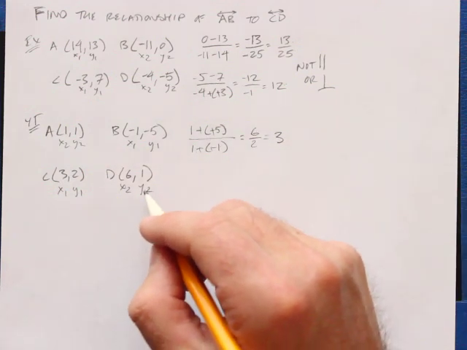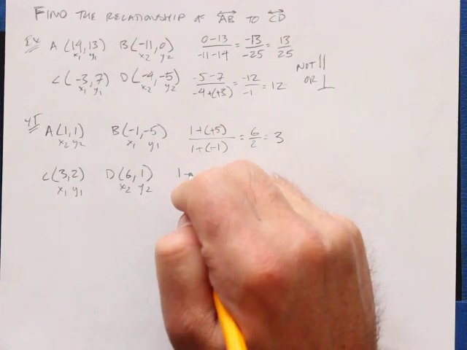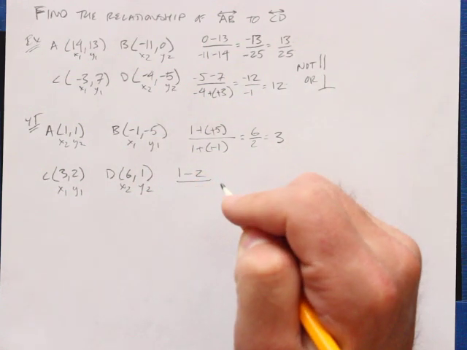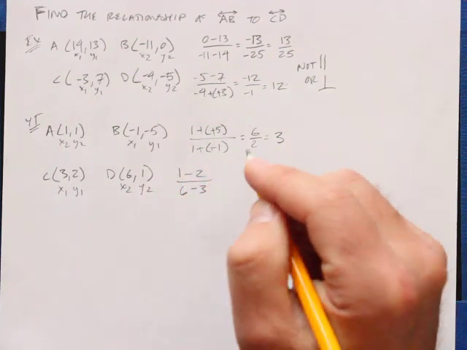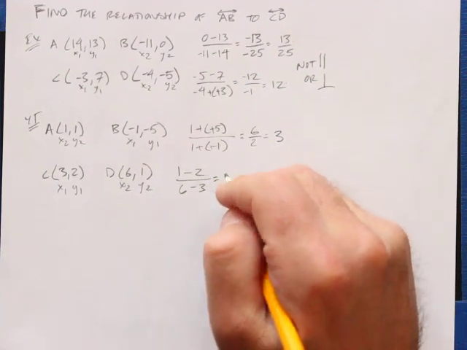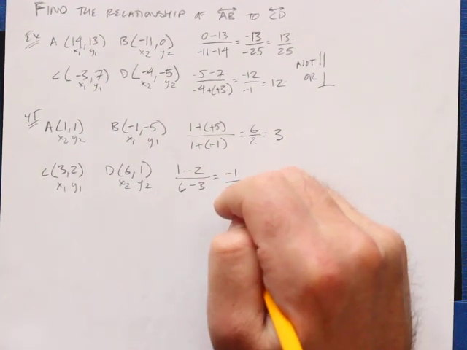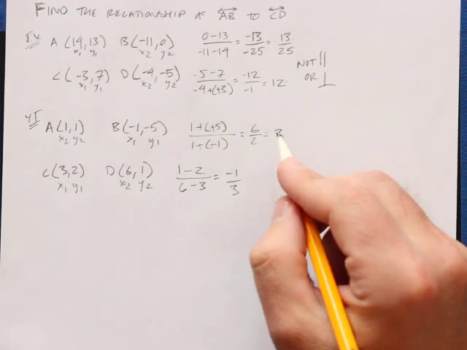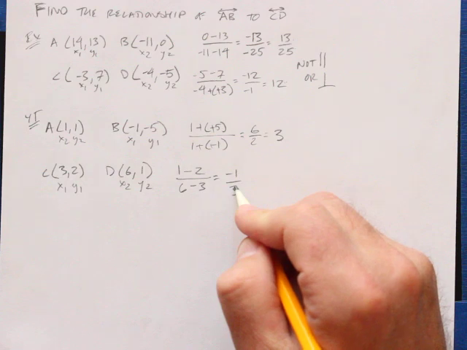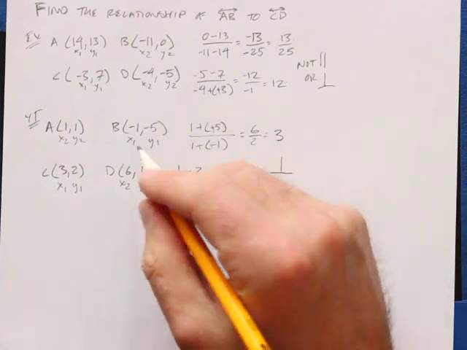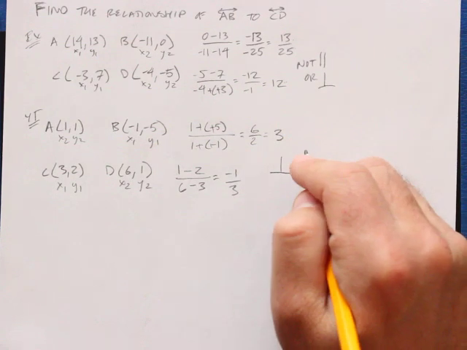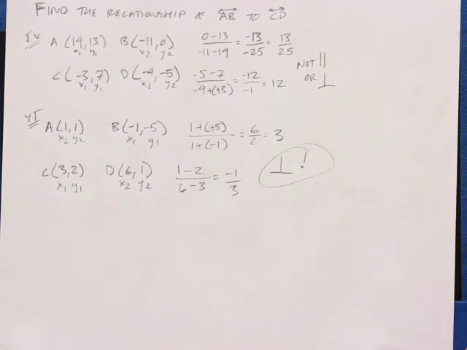Now let's do this one here. y2 is 1 minus y1, which is 2. x2 is 6 minus x1, which is 3. 1 minus 2 is -1. 6 minus 3 is 3. So 3 and -1/3, those are opposite reciprocals. These two lines are perpendicular to one another. Yay! And that is the end of 3-3.